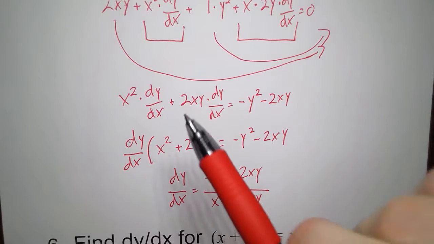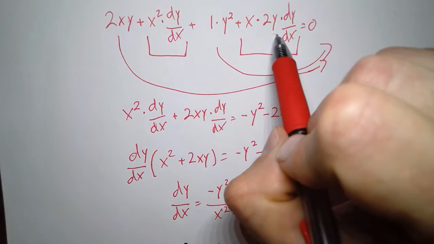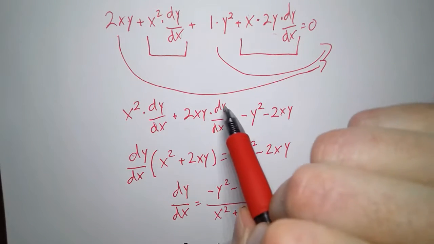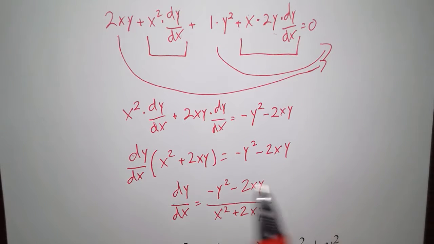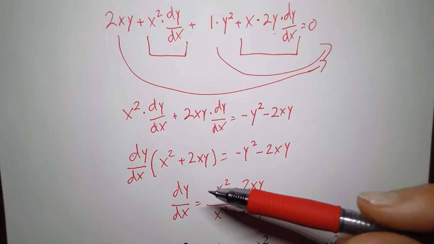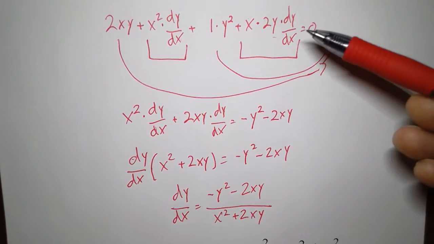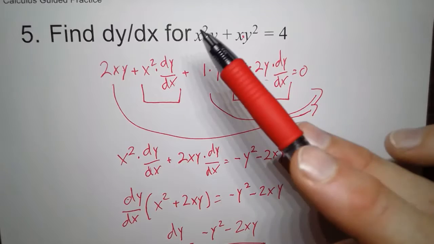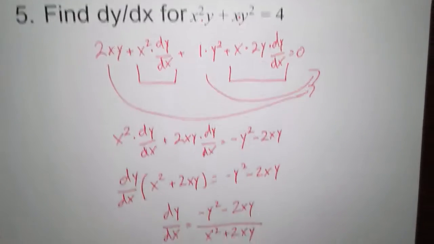So the big idea with this one is that when you have multiple instances of dy/dx, you want to leave them on one side, and any term that doesn't have a dy/dx, move it over to the other side. That's our first step in solving algebraically for dy/dx, because every step after this is just algebra. The calculus part is right here in finding the derivative of these three. So let's look at the next one.